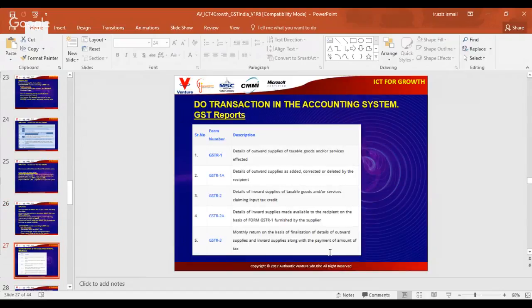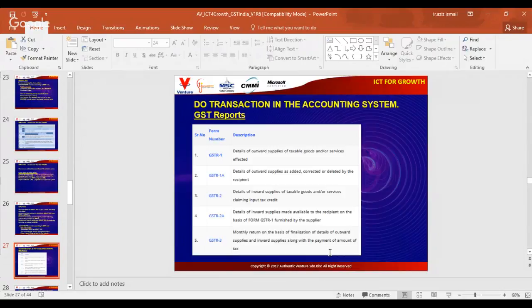Okay, there are a few important reports that you want to look at. One of them is GST R1. This is the detail of the outward supplies. Basically, this is your supply listing. And then you have GST R1A. This is the detail of outward supplies already corrected by the recipient. And then you are looking at GST R2. This is the inward supply, which is a purchase listing.